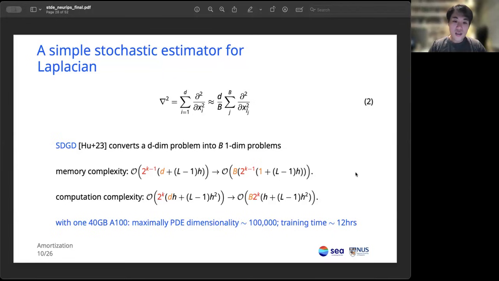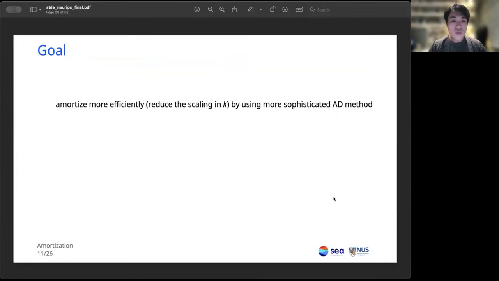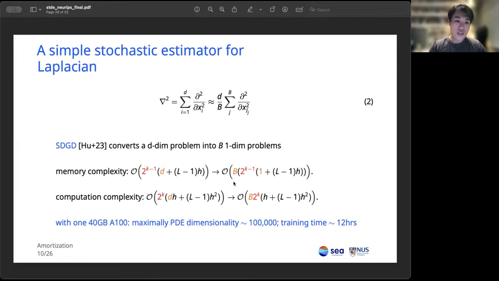With these techniques, you can already solve very large PDEs. You can perhaps solve a 100,000 dimensional PDE within 12 hours, which is already very impressive. But we will show that this result can be improved much further by using a more sophisticated AD technique. So we want to amortize more efficiently. Explicitly, we want to reduce the scaling in K because, although the scaling in input dimension D is reduced, this exponential scaling in K still persists, because you're still repeatedly applying backward mode AD.